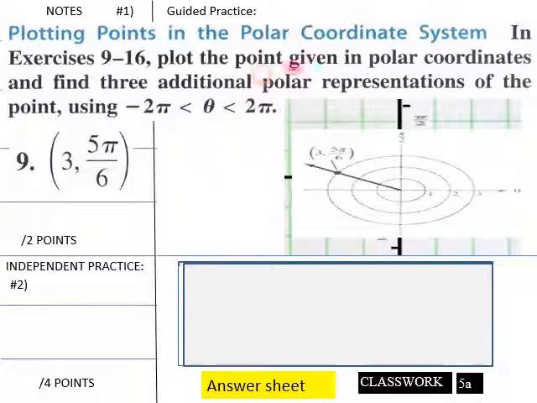Plot the given point and then find 3 additional polar representations of the point. So students, I'm going to let you find 3 additional ones to represent that. Use your imagination. This goes back to, like, 8th grade algebra or 9th or 10th grade geometry.